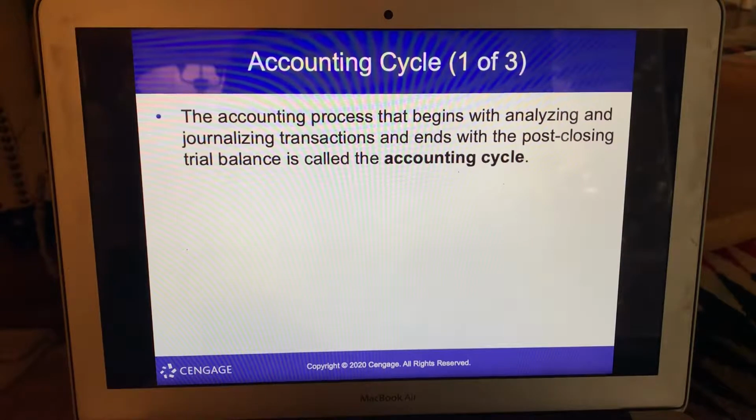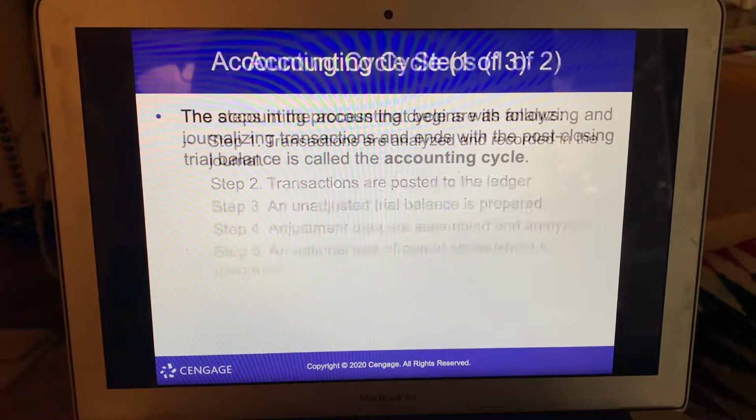So the accounting process begins with analyzing and journalizing transactions and ends with the post-closing trial balance. And this is the complete accounting cycle. I'll try to do a follow-up video to show you how you close out your books for a period or a month. So I'll do a follow-up video.